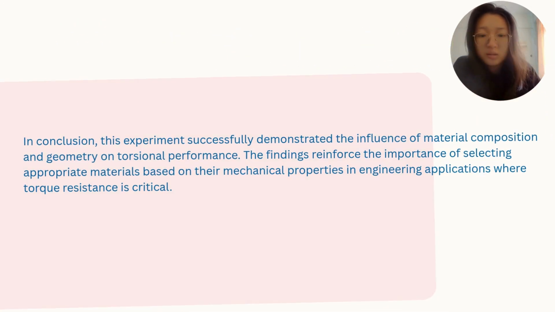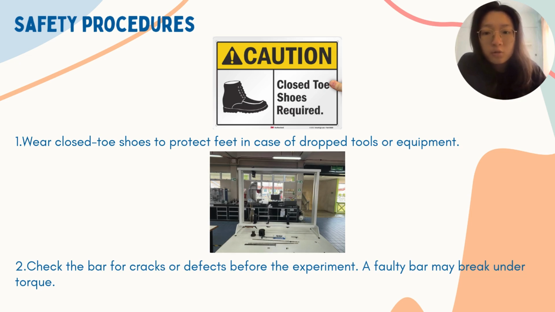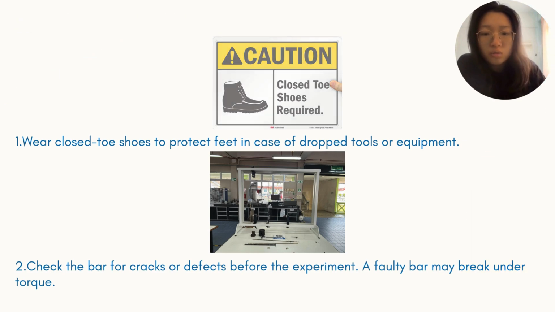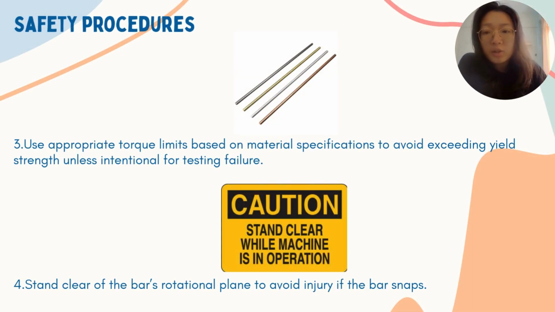So for safety procedures, the first one is to wear closed-toe shoes to protect feet in case of dropped tools or equipment. The second is to check the bar for cracks or defects before the experiment. A faulty bar may break under the torque. The third is to use appropriate torque limits based on material specification to avoid exceeding yield strength, unless intended for testing failure. And the fourth is to stand clear of the bar's rotational plane to avoid injury if the bar snaps.